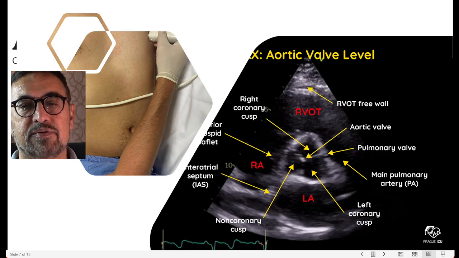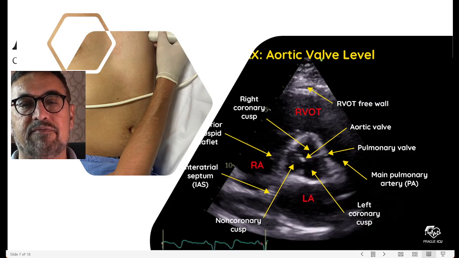Parasternal short axis view. It's obtained by rotating the transducer 90 degrees clockwise from the parasternal long axis view. Now the marker points towards the patient's left shoulder, around the 2 o'clock position. The beam becomes perpendicular to the long axis of the left ventricle.